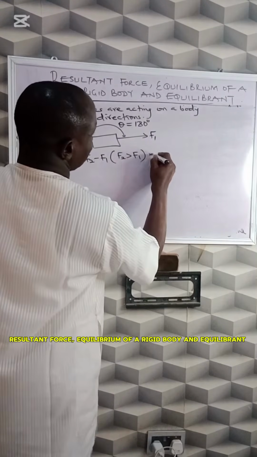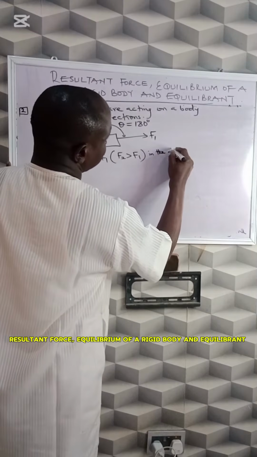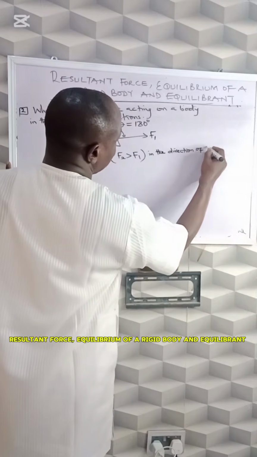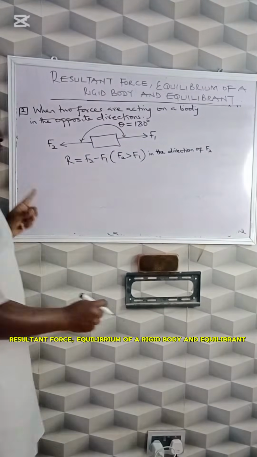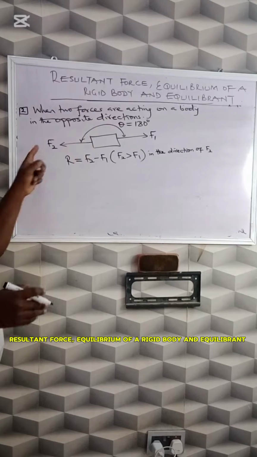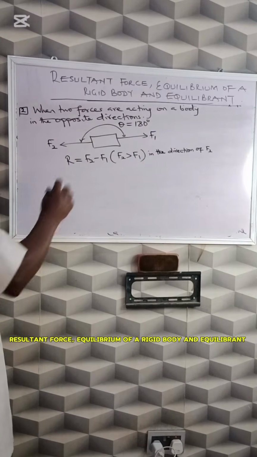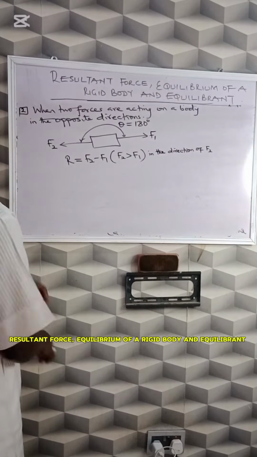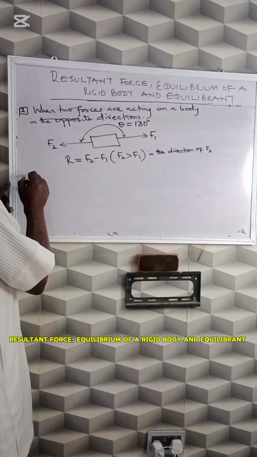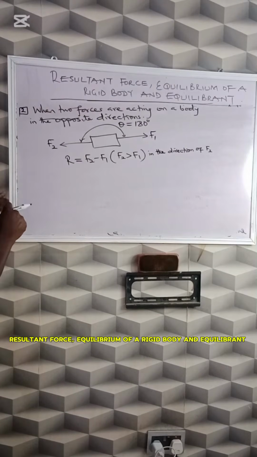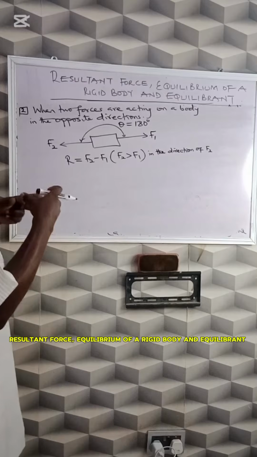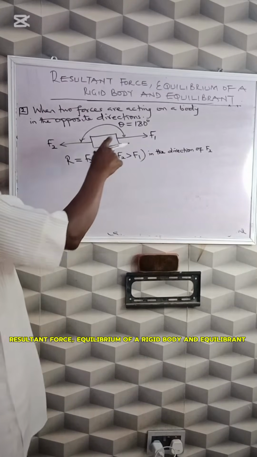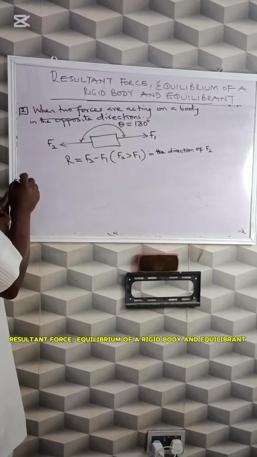So it will now be in the direction of F2, because F2 is bigger than F1, the body will move towards the direction of F2. So this is what we are going to use to find the resultant, F2 minus F1. It must be noted that when two forces are acting on a body, the minimum force obtained is when the angle between the two forces is 180 degrees.